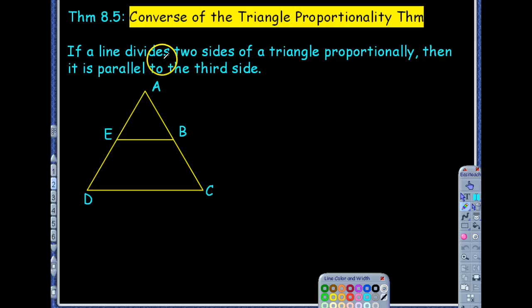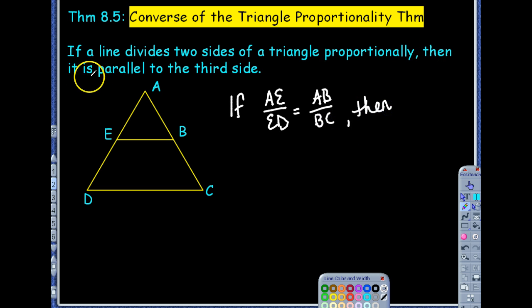It says that if a line divides two sides of a triangle proportionally, so what would be the proportion that I could write? What are the sides that are being divided proportionally? Well, it's the converse of the last one. So if I knew AE to ED was equal to AB to BC.